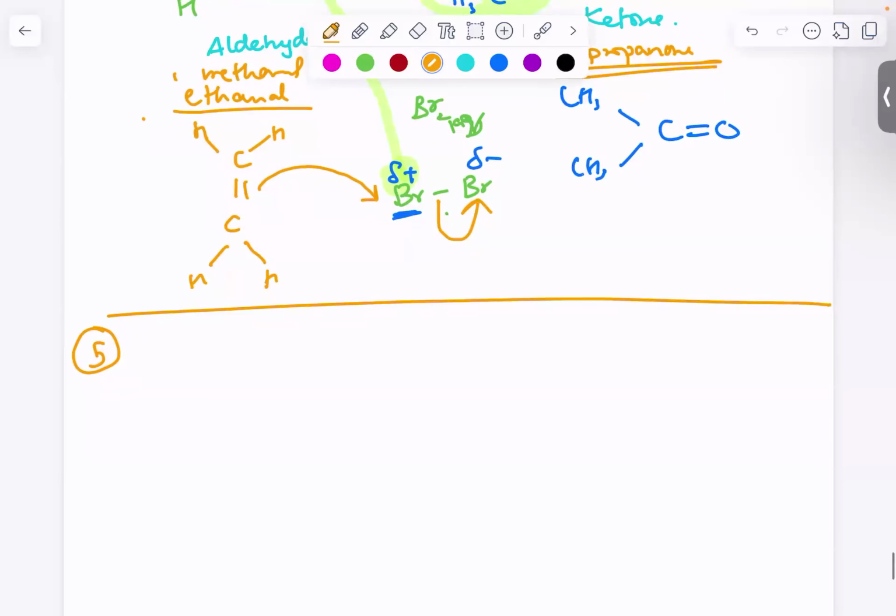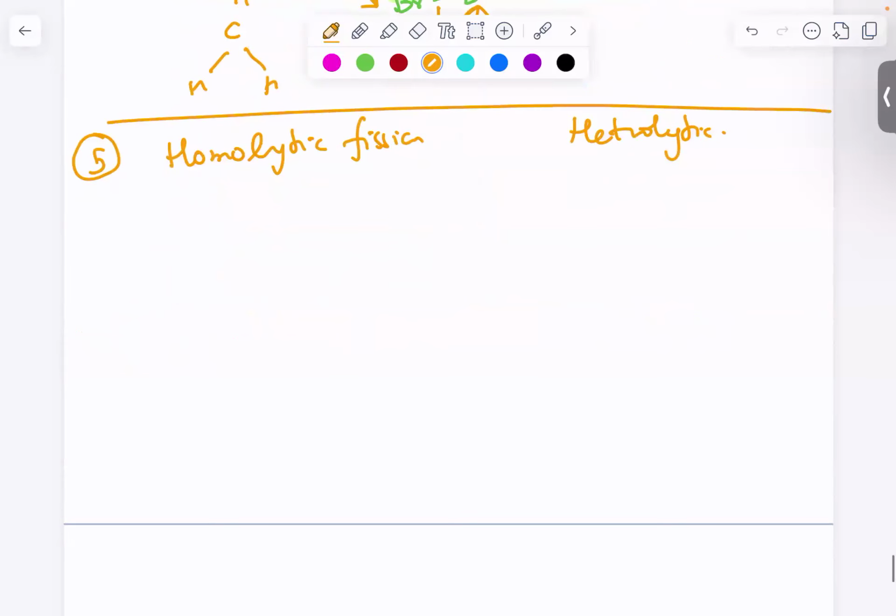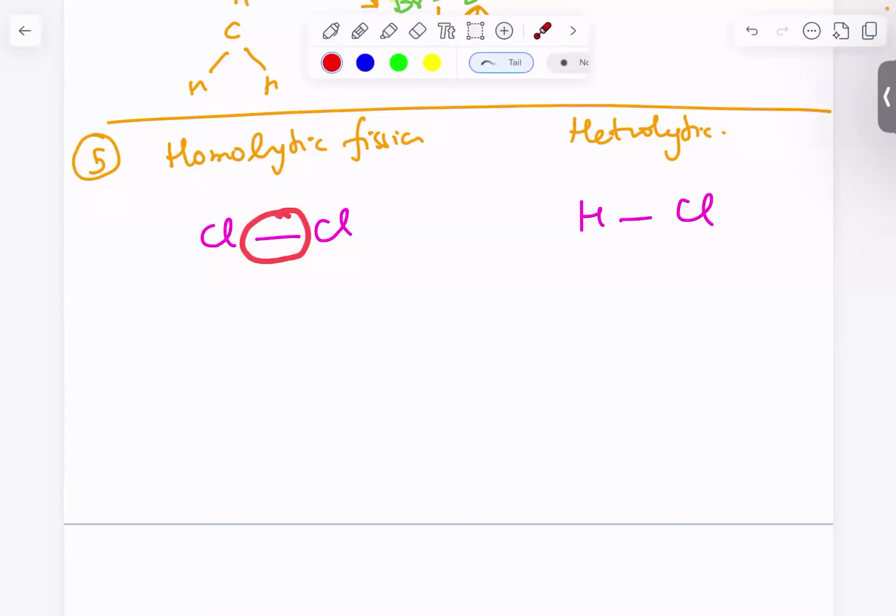Good. Now, one more thing about homolytic and heterolytic fission. It is very important. Let me start off with the example: Cl-Cl for homolytic fission, and HCl for heterolytic fission. All right. So again, number one, they are all covalent bonds. Fission means breaking. So I am going to break the bond.